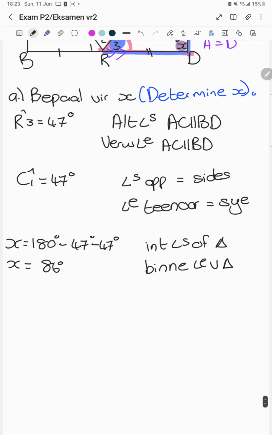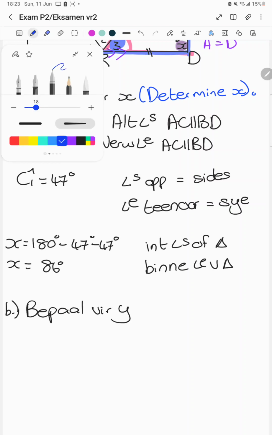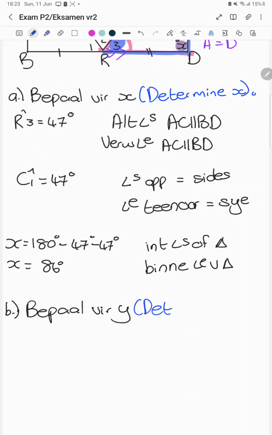Alright, let's look at question 2. So in question B, let's work out the value of y. Kom ons bepaal vir A. So determine the value of y.